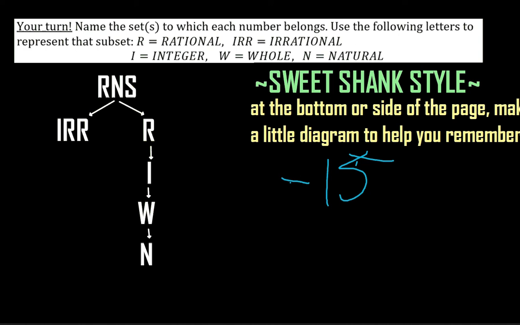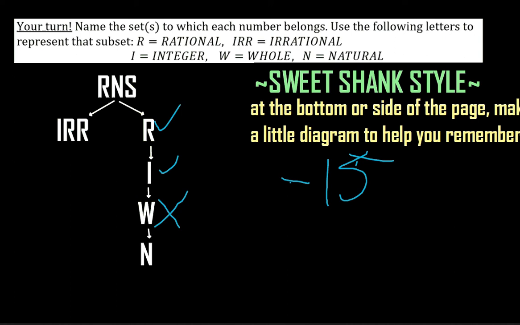However, is it rational or irrational? Well, I can put a check. I can say, all right, it is rational. It can be a ratio, and it is an integer. However, it is not a whole number. And why is it not a whole number? Because it's negative. And so we would say, okay, we stop there.